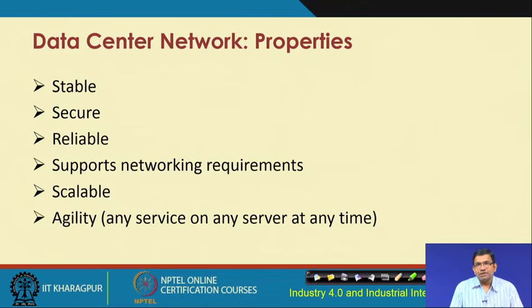Out of all of these, which are pretty much easily understood, agility is something that I would like to briefly mention. The agility property means that a data center network should be able to provide any kind of service on any server at any time. This is known as the agility property of a DCN, and the other properties, as I said, are easily understood and I do not need to elaborate further.